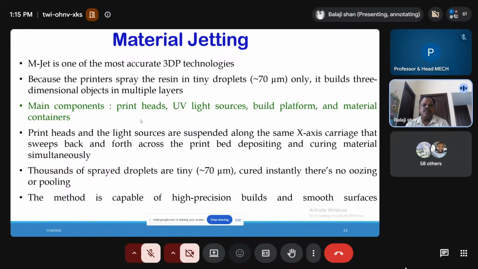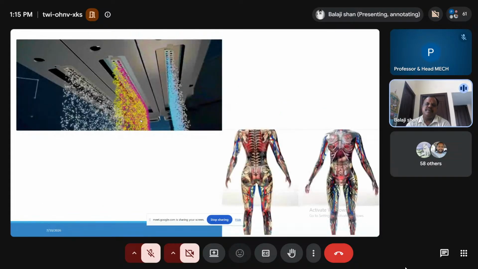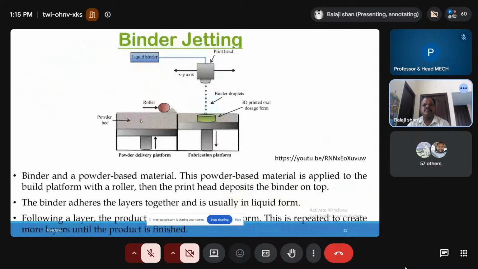print bed, depositing the curing material simultaneously. The sprayed droplets are tiny and cured instantly, with no oozing or cooling. This method is capable of high precision builds and smooth surfaces. This is a typical example of how this droplet should be spread out over the build platform.